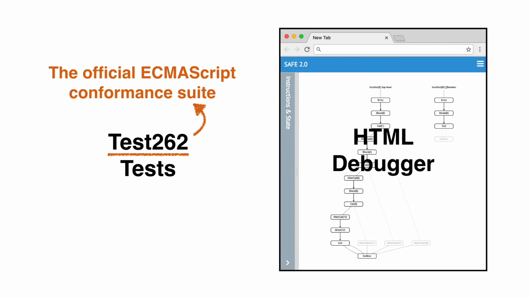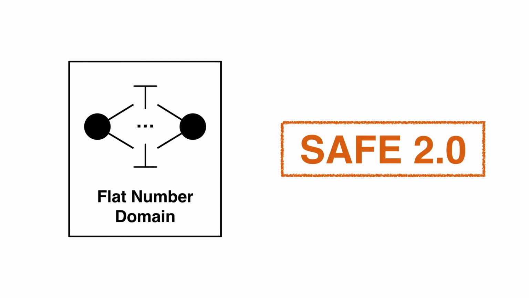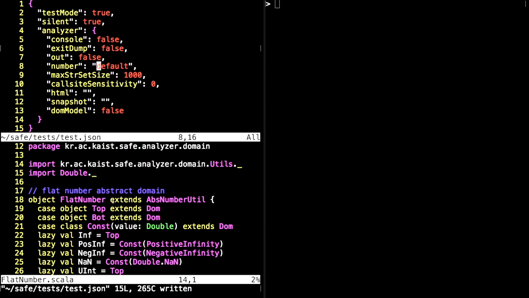The last one is debugability. SAFE2 helps users easily test and debug analysis results with tests using test262 and the HTML debugger. Let's assume that we want to add a flat number domain to SAFE2. We can test this new abstract domain. Let's try it. Our tests help researchers check the soundness and precision of their new analysis implementation.